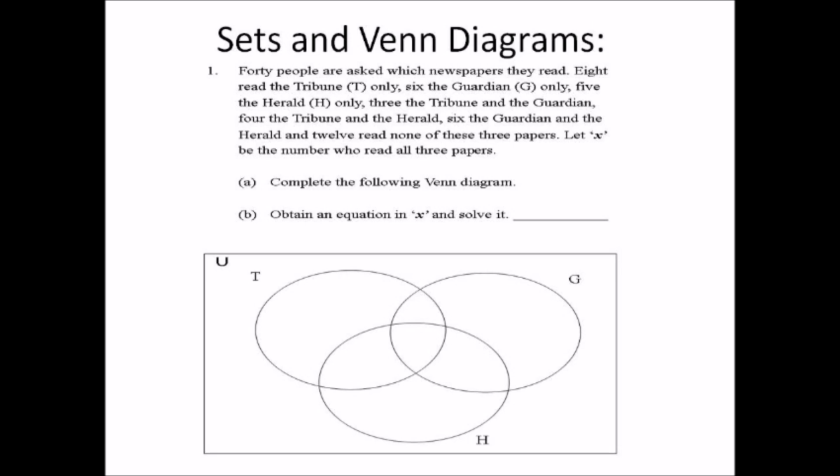Let's go, guys. Begin to put your numbers in. Now be careful with this, because if they say only, then that means you can put those numbers into the Venn diagram right away. Okay, once they say only, you can put those in. So remember, you're dealing with x, so you're going to get for B an equation in x, and you have to solve it. Remember, T is for Tribune, G is for Guardian, and H is for the Herald. Let's go, guys, get it done.